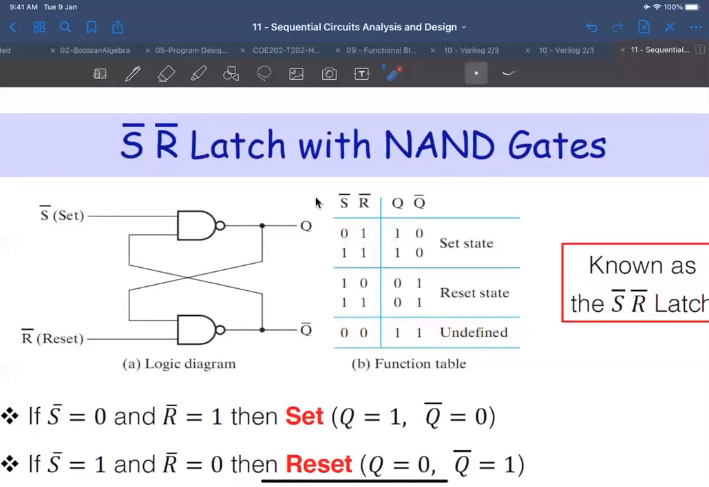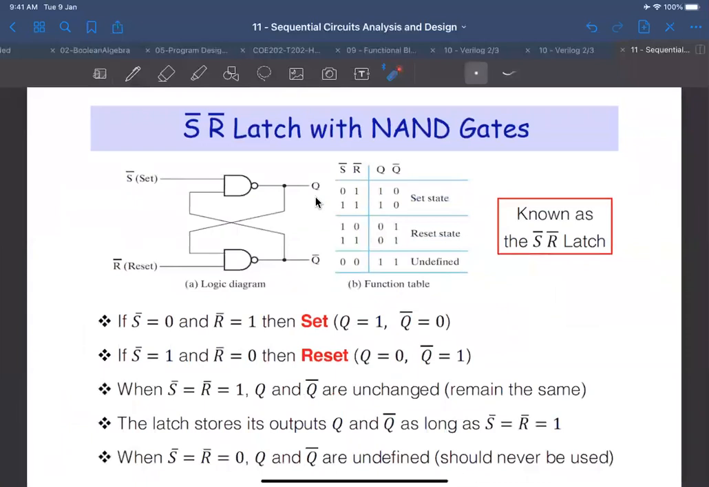1 0, or S complement, R complement, drives Q to 0, and 1 1 is a no change. Any question? So this is the second type of latches that we studied today. I'm going to move on to the third type of latches. If you have a question, please let me know. Otherwise, I'm going to move on to the next type of latch.